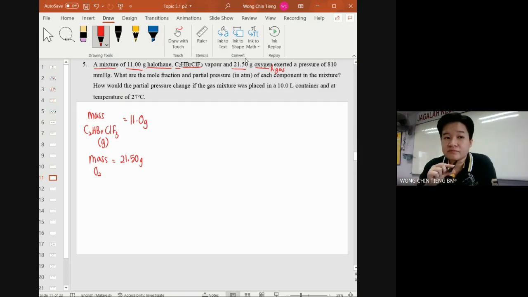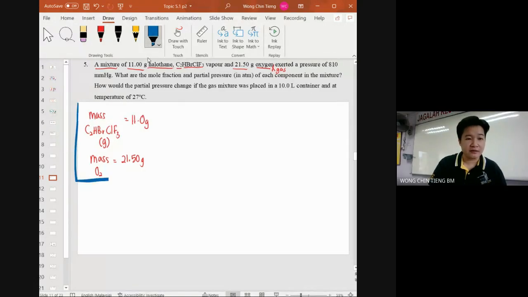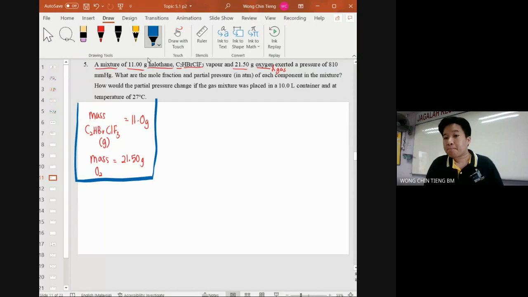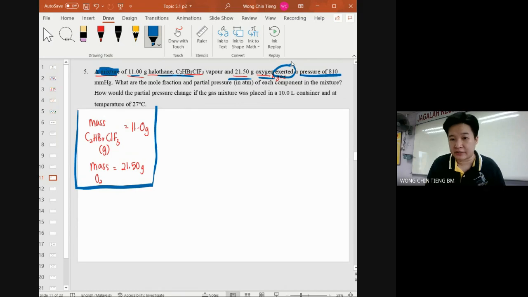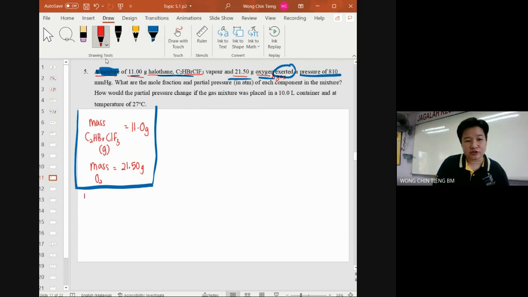Total pressure. I have a mixture, which is actually sitting in one beaker. I have a mixture that contains this and this. And that mixture produces a pressure of this. Like Norwesh said, that is actually my total pressure, 810 millimeter mercury. First question, what are the mole fraction and the partial pressure in ATM of each component in the mixture?